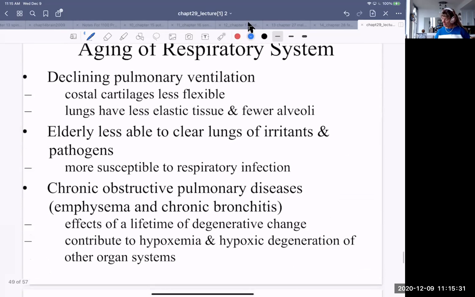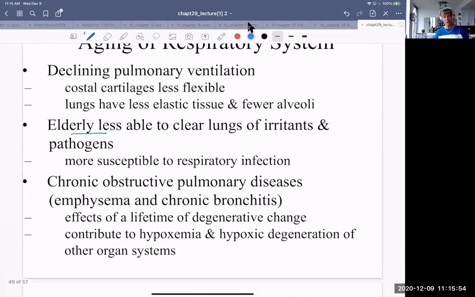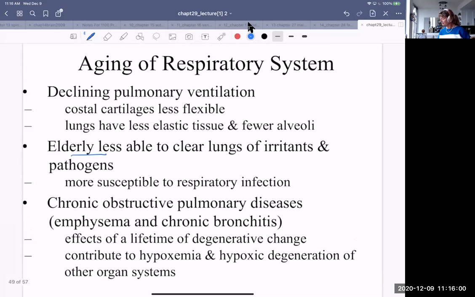And the respiratory system will also decline somewhat. Ventilation may be less because the costal cartilage, so that's the cartilage between the ribs, is less flexible, and there's less elastic tissue and fewer alveoli. It's more difficult to clear the lungs of irritants and pathogens. So that makes the respiratory system more susceptible to infection at an older age. And that's why, I mean, deaths from COVID, of course, have been tragically high. And a lot of the deaths will be due to secondary infections.